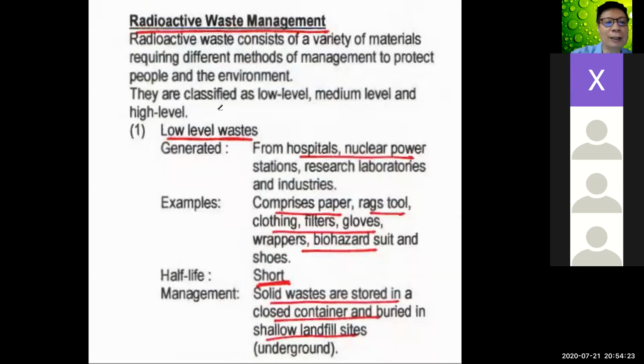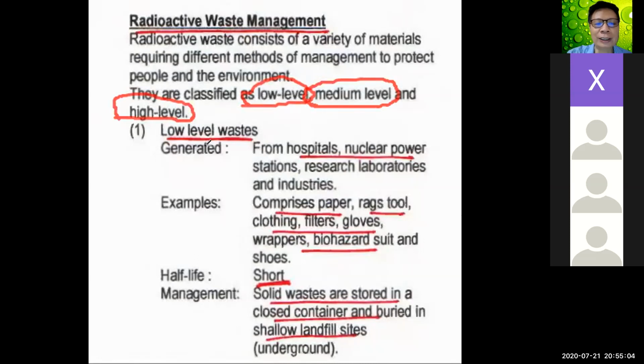Okay. So now you look at here. Radioactive waste consists of a variety of materials that require different methods. So it is divided into three levels, highlighted here. They are classified as low level, not so dangerous, medium level, which is considered dangerous, and high level, which is most dangerous. Three levels of waste product: low level, medium level, and high level. Okay, now we start with low level.